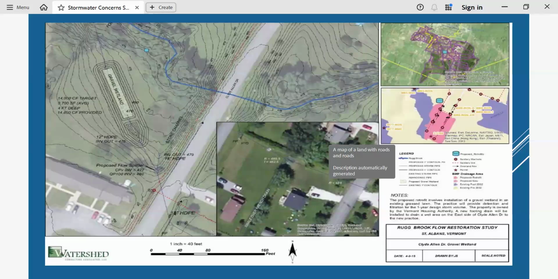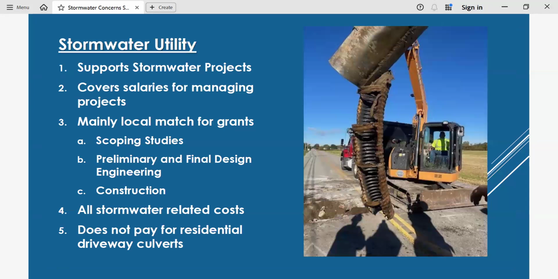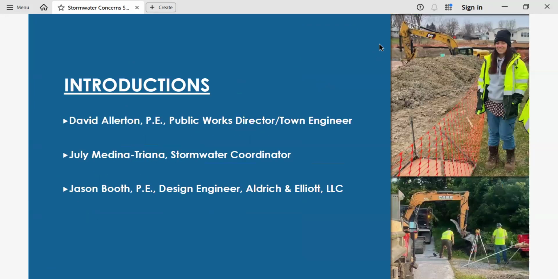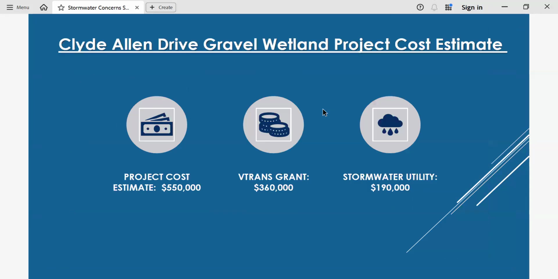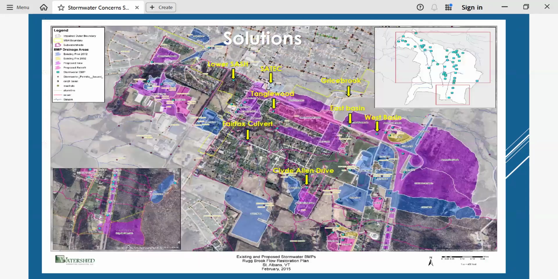Is there a rendering? We do, but we don't have the pictures here. We'll have one that I can get to quickly for the screen.